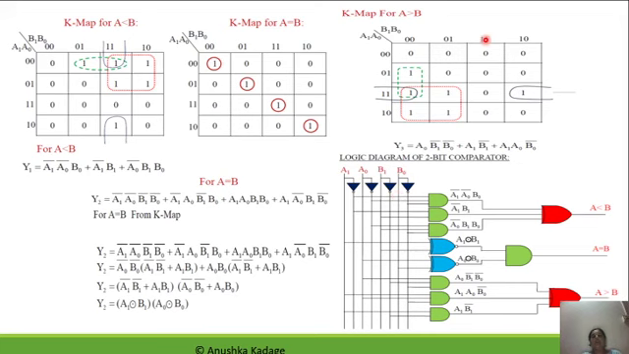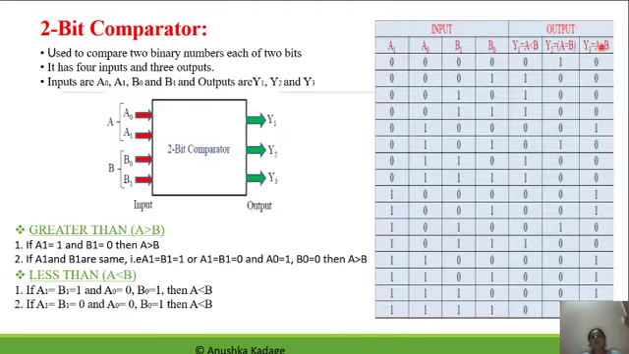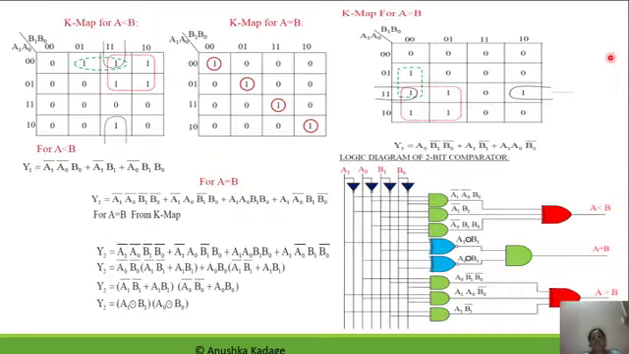And finally, we have to present the K-map for the last column of the truth table, which is for the A greater than B condition. That A greater than B condition is presented in this K-map. Again, grouping of adjacent ones will be done and the simplified form will be written. After getting the three simplified equations for A less than B, A equal to B and A greater than B, we have to go for drawing the diagram.